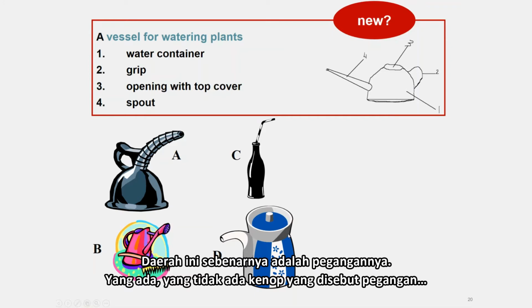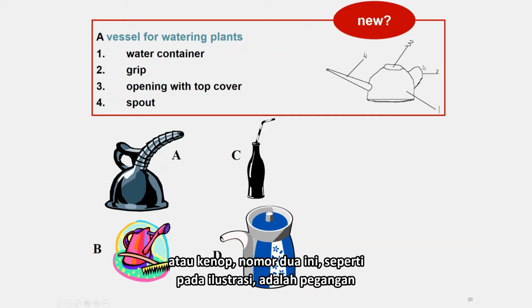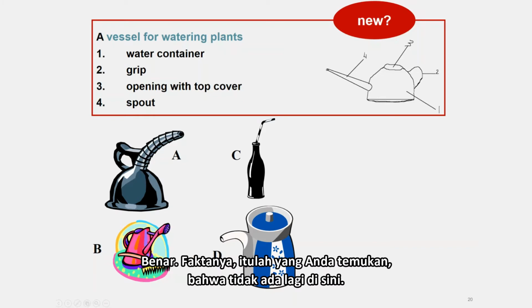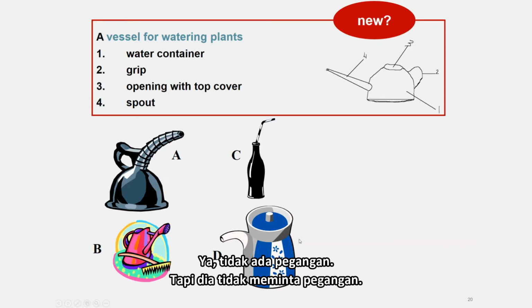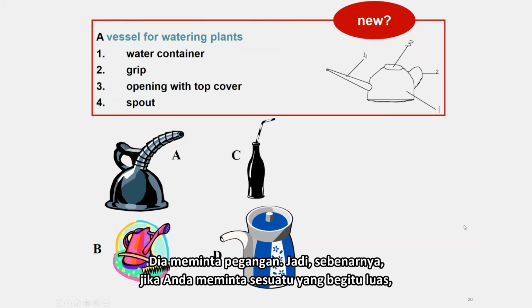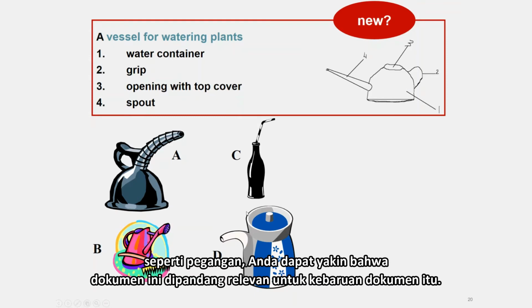What is not there is an ounce. That is called a handle or an ounce. This number two, as in the illustration, is a handle. It is, in fact, what you found, that it is no more here. Yes, there is no handle, but he did not ask for a handle. He asked for a grip. So in fact, if you ask for something so broad like a grip, you can be sure that this document is seen as relevant for the novelty of that document.